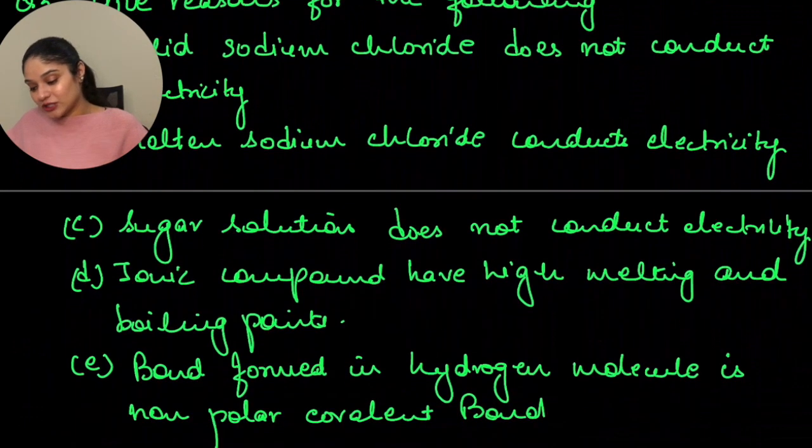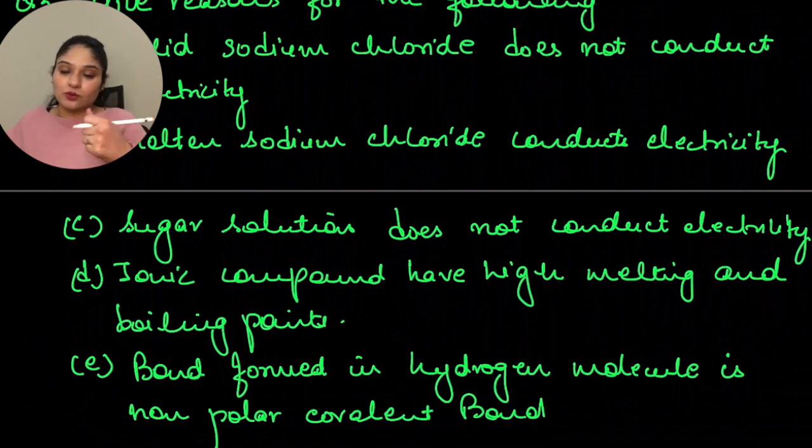So sugar solution does not conduct electricity. That is because you have a covalent compound. It's a covalent compound, and when it gets dissolved, it does not break down into ions, and the solution contains sugar molecules dissolved in it. So the entire solution will have molecules of sugar dissolved, but no presence of ions. Therefore, no conduction of electricity.